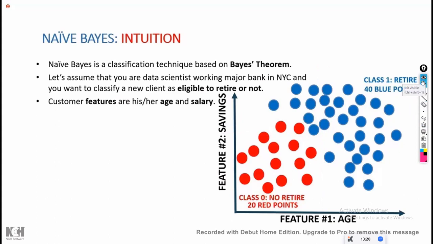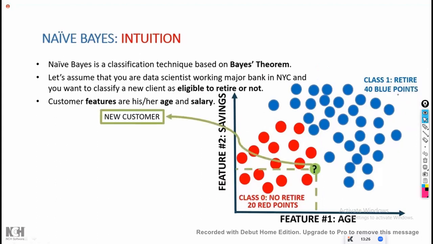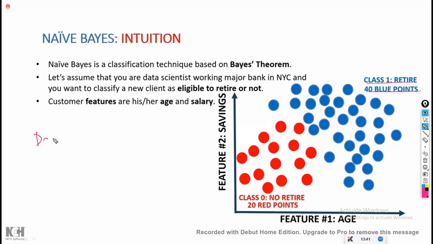Now let us see how Naive Bayes will work on this data. We have two categories. One category is that the person has to retire, class 1, with 40 data points. Not to retire has 20 data points. So how many records in total? 60. The data set has 60 records.